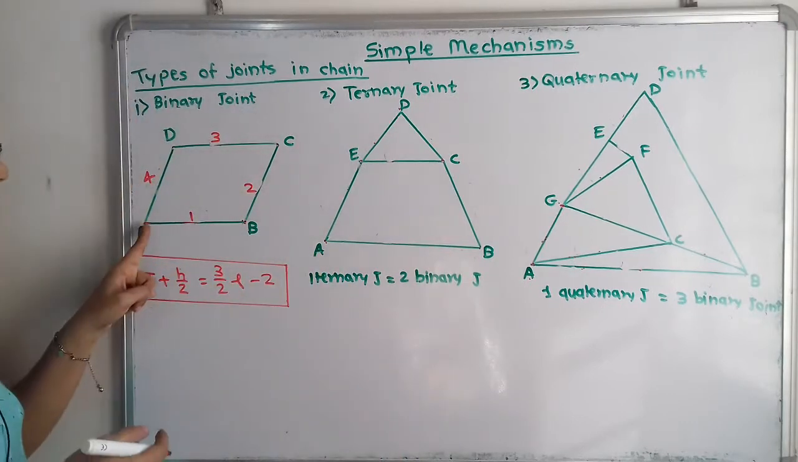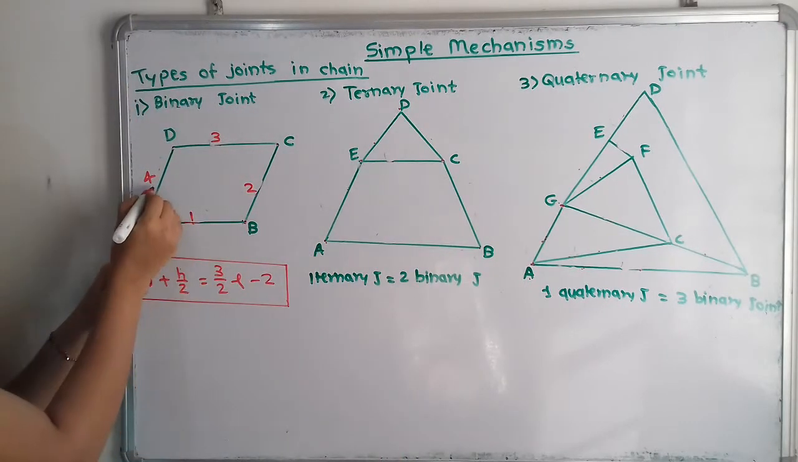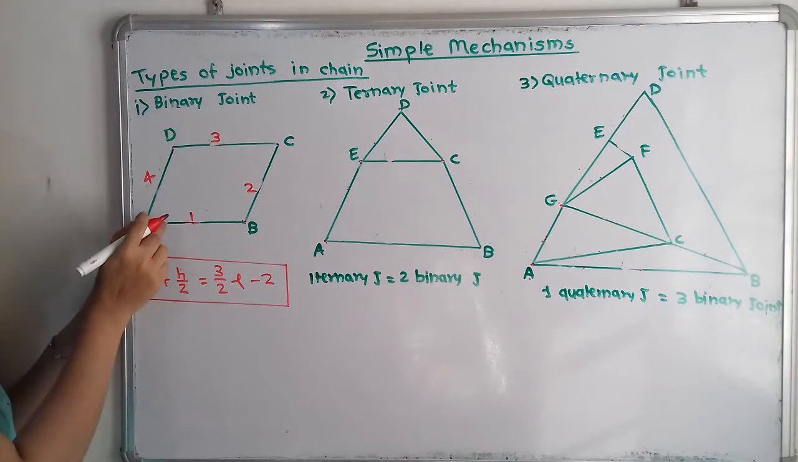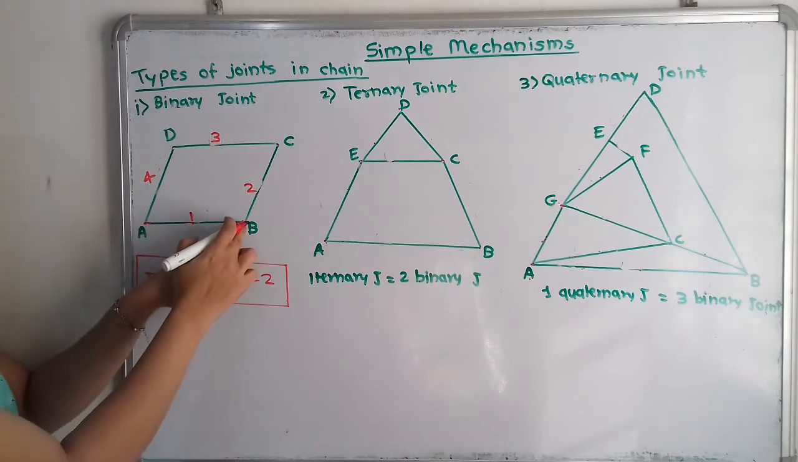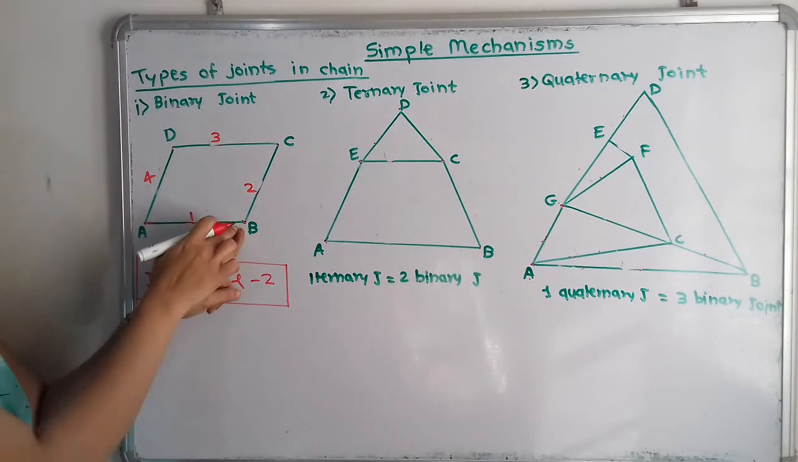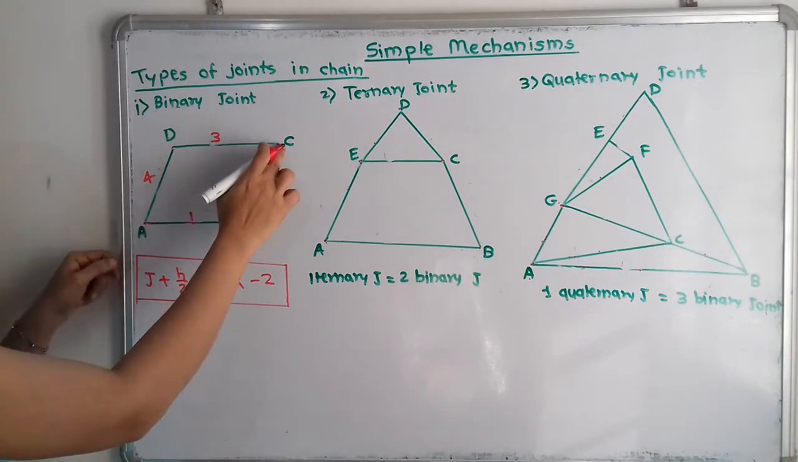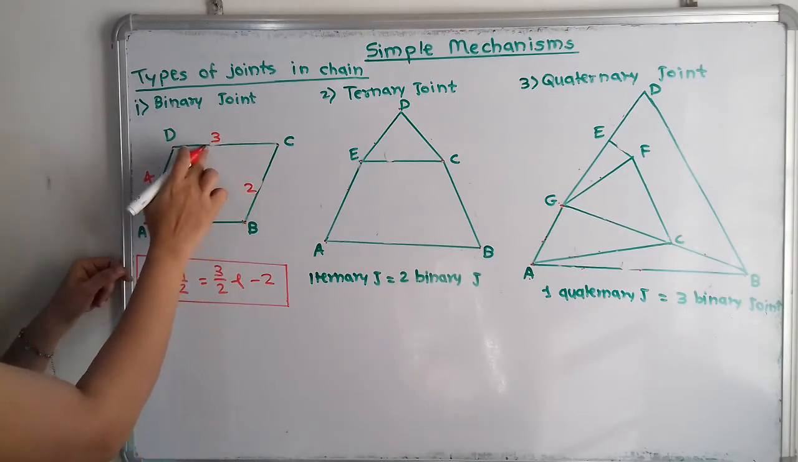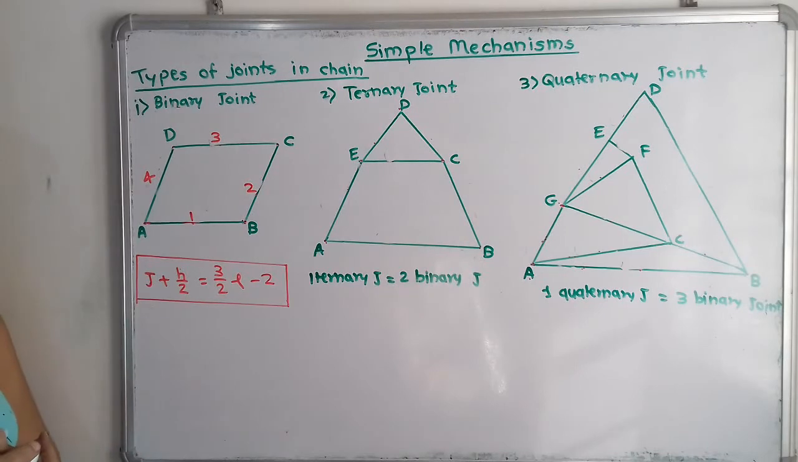Now if we observe this point A, link 1 and 4 are getting connected. So this is a binary joint. At point B, link 1 and 2 are getting connected. So this is a binary joint. Point C is also a binary joint and point D is also a binary joint.